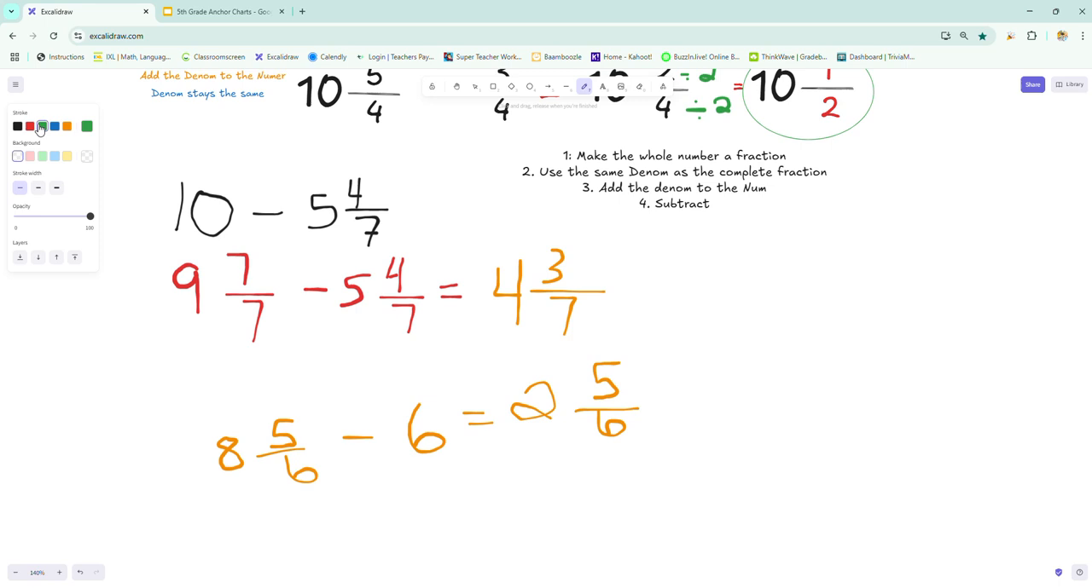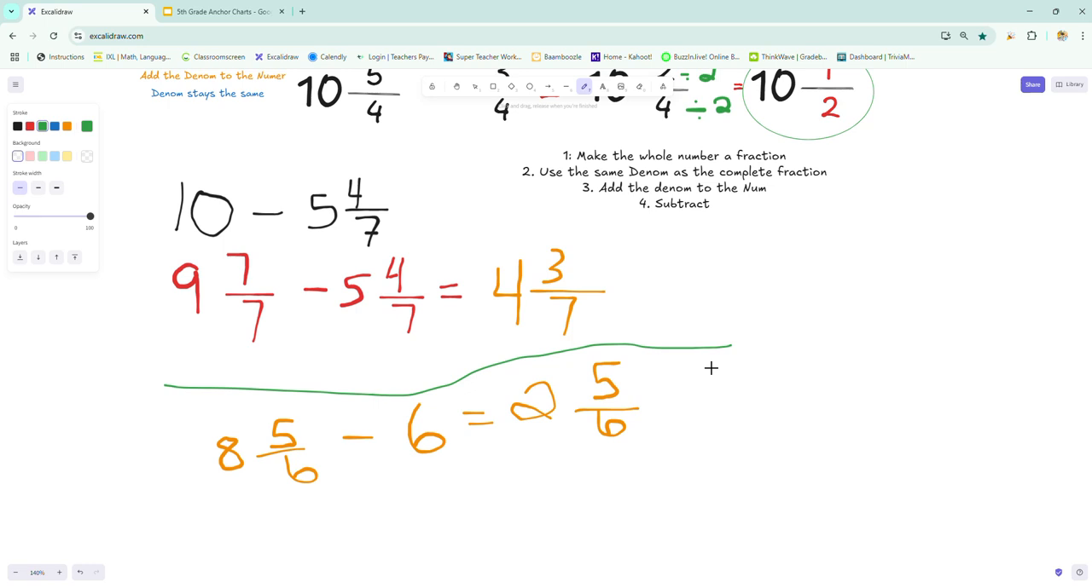So again, these are two different types of problems, and we work them differently. We don't work them the same, because if I have a whole number, I could subtract. If I have a mixed number, a whole number and a fraction, I can subtract a whole number from that mixed number. But if I have just a whole number, I cannot subtract a mixed number from a whole number. I have to make that whole number a fraction before I could subtract from it.